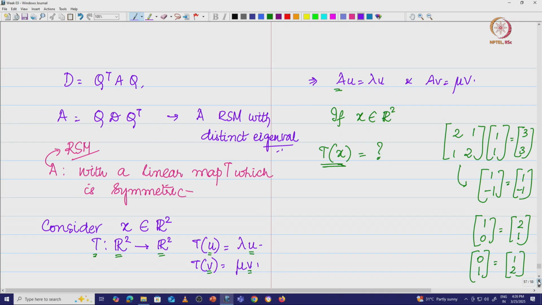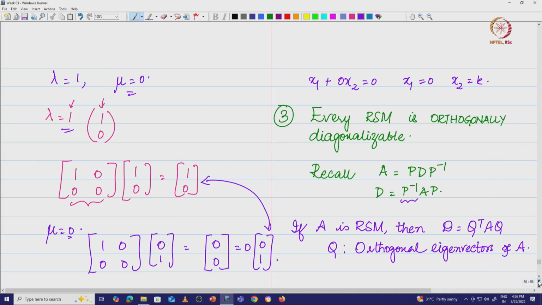T of x can be captured as the matrix operation A x. But recall that A can be written as Q D Q transpose, where Q contains the eigenvectors. It is basically like what we had here. So Q contains the orthogonal eigenvectors.